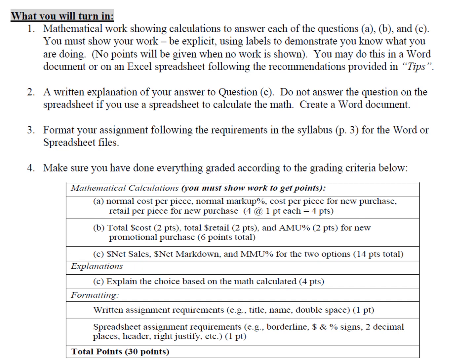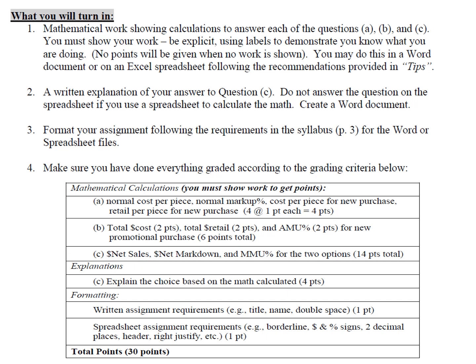Then you're going to have to have a Word document with the written explanation for your answer to question C, like which option of markdown plan you're going to take and why. Especially if you use the Excel spreadsheet to do the mathematical part of question C, then you're going to have to have another Word document, or another page in the Word document, to explain which option you chose and why you're choosing that option.